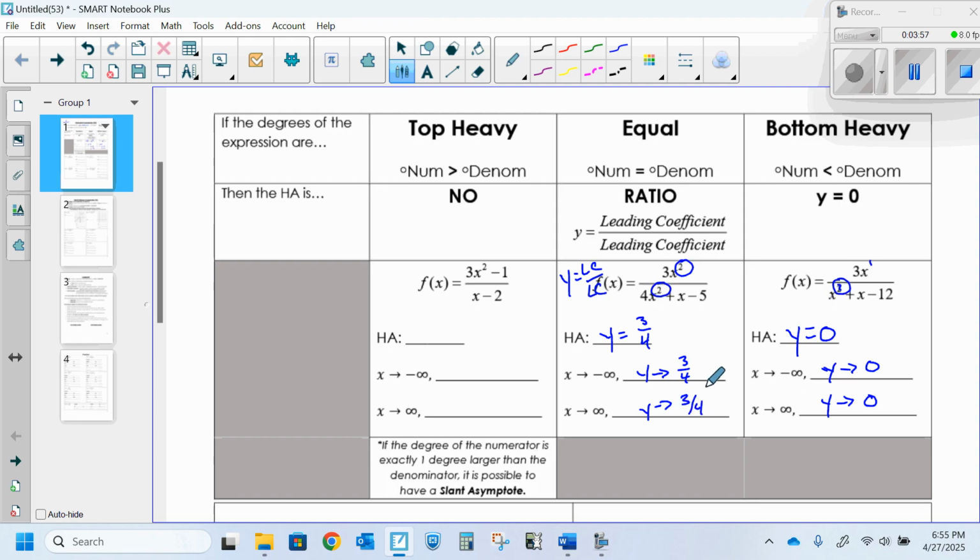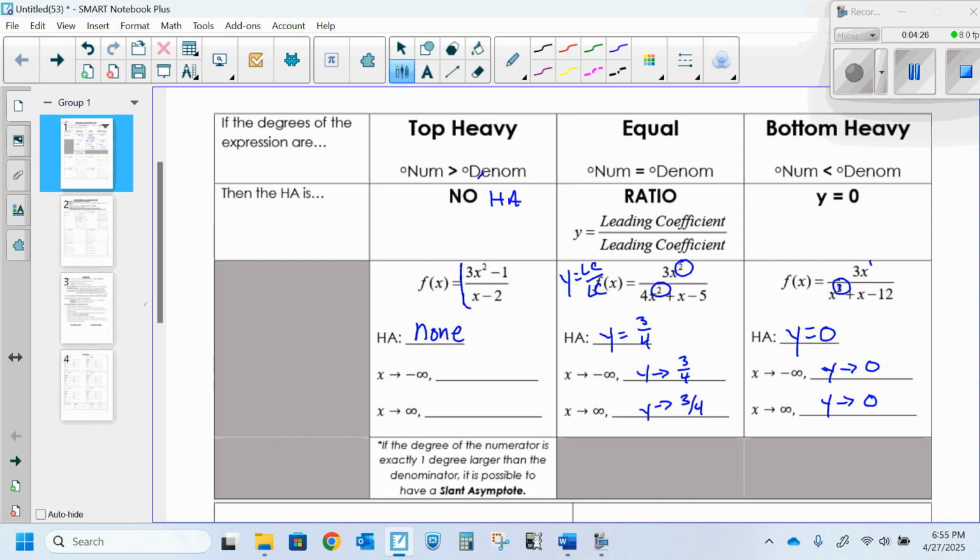Okay, now the third scenario is when it's top heavy. The degree of the top is bigger than the denominator. That means there's no horizontal asymptote. However, there could be a situation where if the degree is 1 bigger than the degree of the bottom, you're going to have what's called, or could have, what's called a slant asymptote. And I'll get into that in just a second. But right now, we're just going to write none for the horizontal.